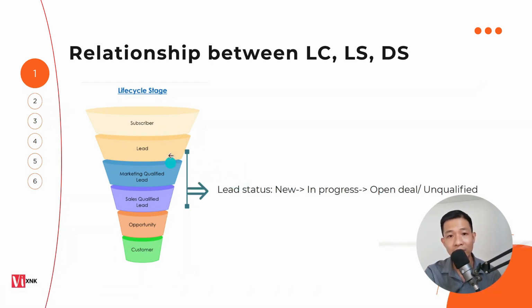To track the stage from the list down to opportunity, we have the list status section here. It covers the transition from the list stage to the opportunity stage. This will monitor and track the different stages for you, including new lead, which means a brand new lead, and in progress, which means you are currently in contact with that lead or prospect.